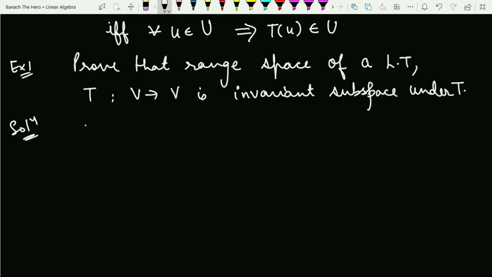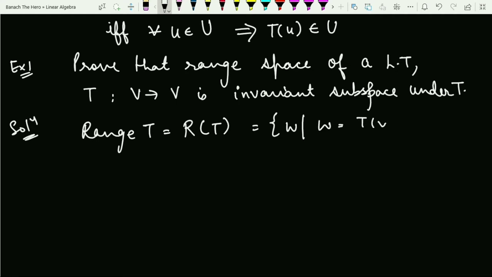So how can I define the range of T? Range of T is generally denoted as capital R of T. It is the collection of all the w's, right? Such that, what is this w? This w is nothing but T of v, for all v coming from capital V. So that is the collection of all the images, right?